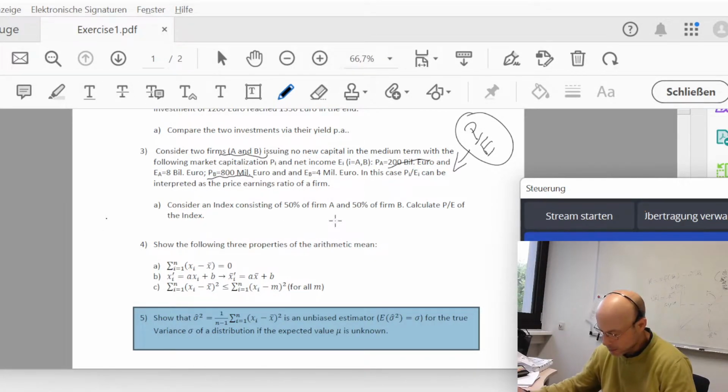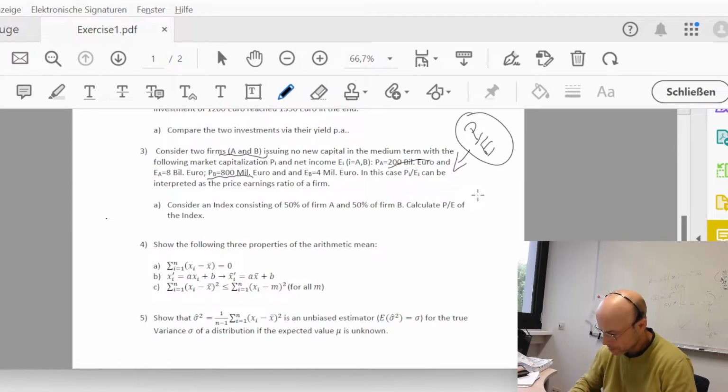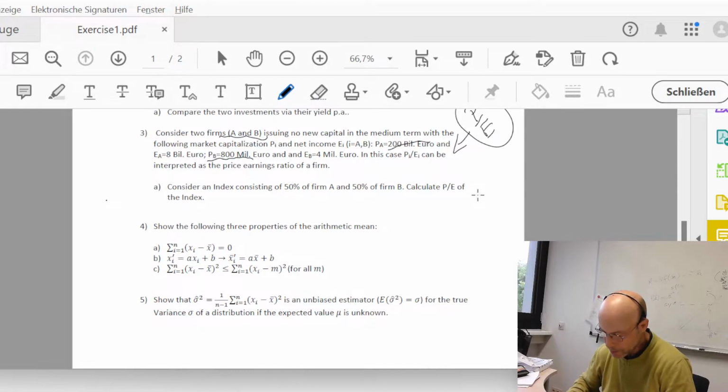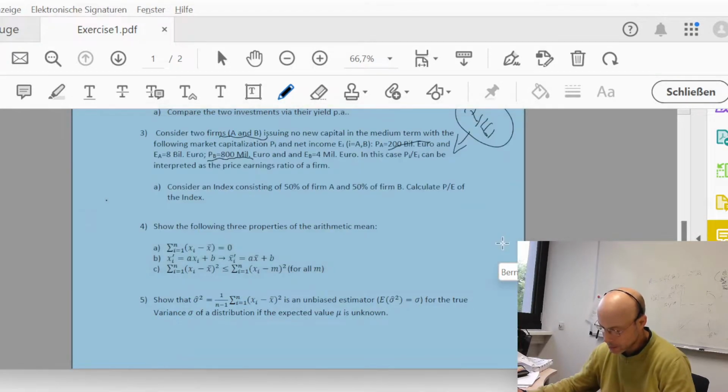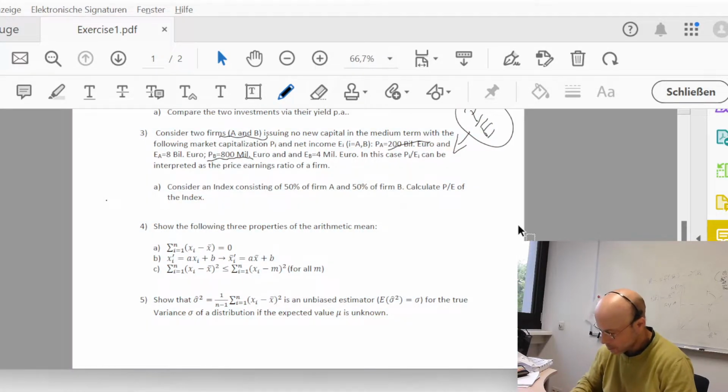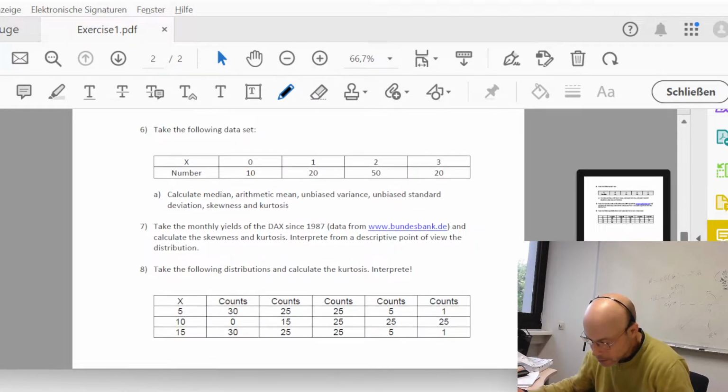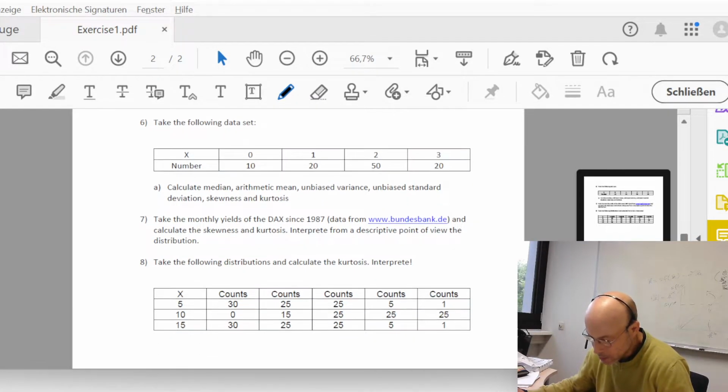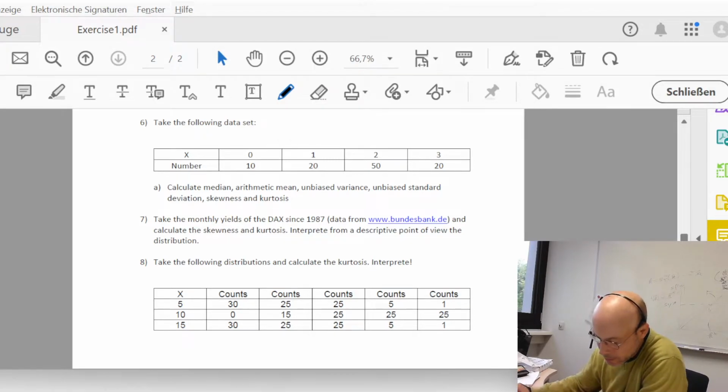So then the next task. No, command. Up. So no, it is not the theoretical part. We just want to calculate some numbers.